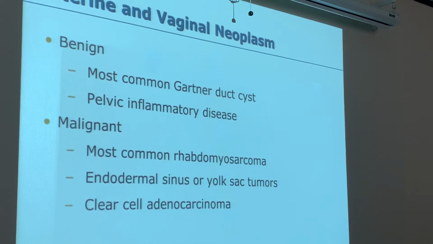Okay, and then of course PID. With a PID, you're going to have an increase in white blood cell counts because of the inflammation. It's usually going to be a sexually transmitted disease. The malignant types, you have the rhabdomyosarcoma. It is usually going to be in the muscle. You have an endodermal sinus, also called a yolk sac tumor. So this you are going to be born with. And a clear cell adenocarcinoma.